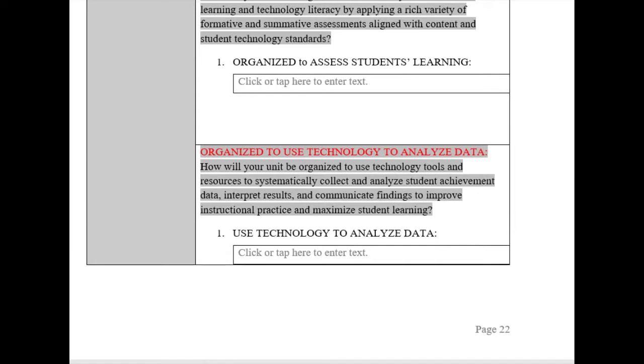And finally, how we're going to be organized to use technology to analyze data. And this is really for us as instructors. And this will allow us to see areas in which we may be failing as instructors, areas that need tweaking and readjusting so our students can really absorb that information. We can also see areas where the students are really thriving and things that we are really doing right when we're creating these units.